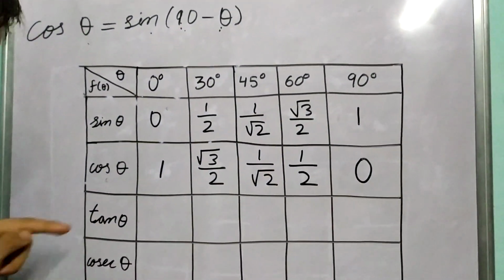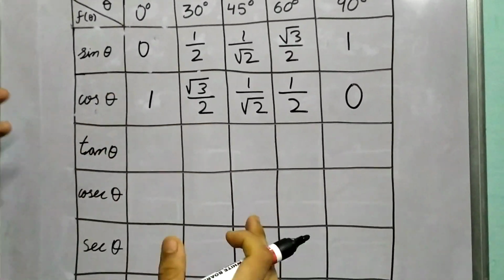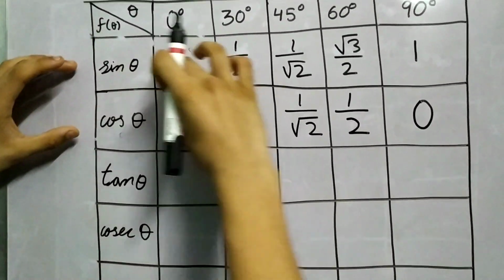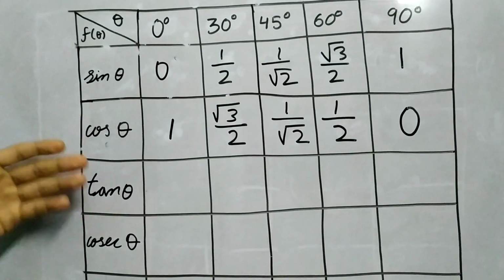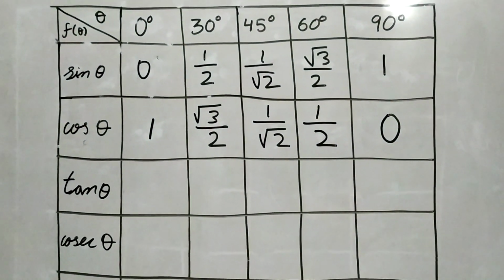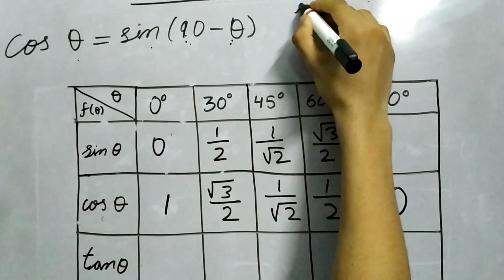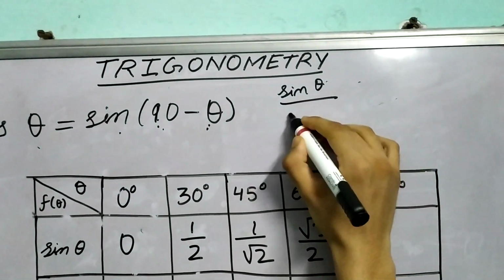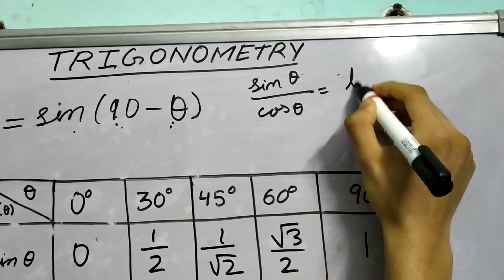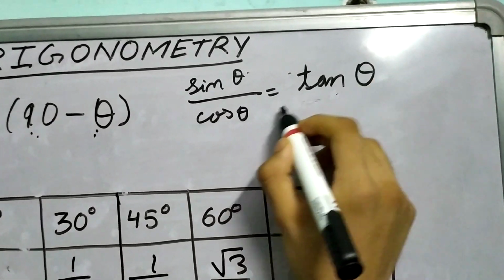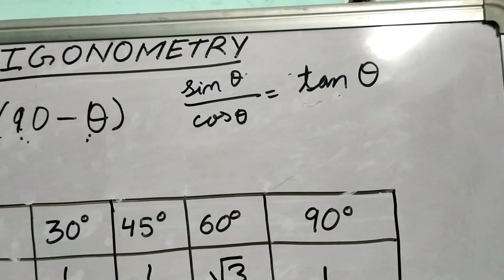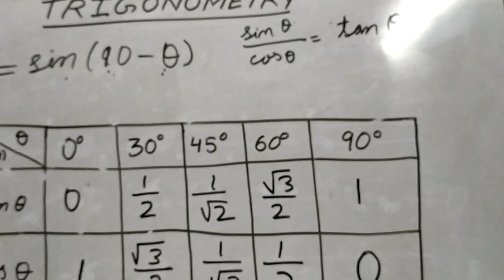Okay, now what about tan theta? How can I use these 2 rows of sine theta and cos theta to get the value of tan theta? Well, it's easy, right? We know another relationship, that sine theta upon cos theta is equal to tan theta, right? So we just divide these two and see what we'll get.